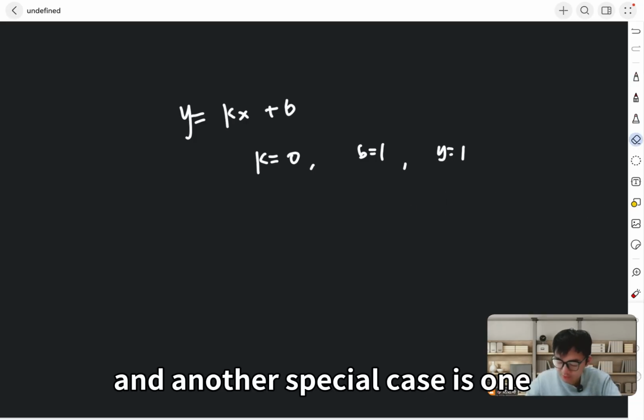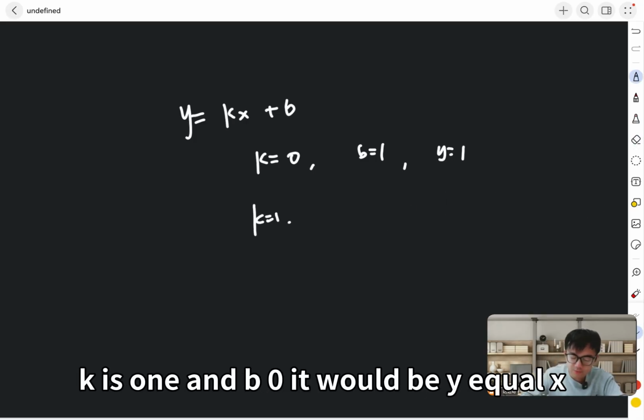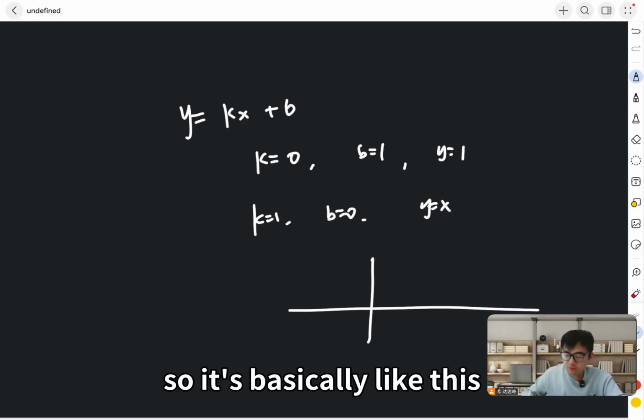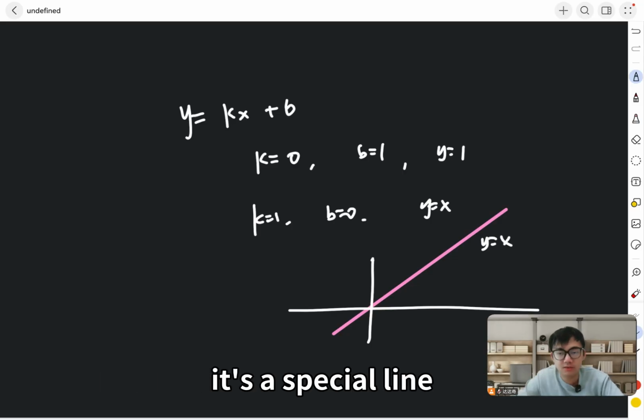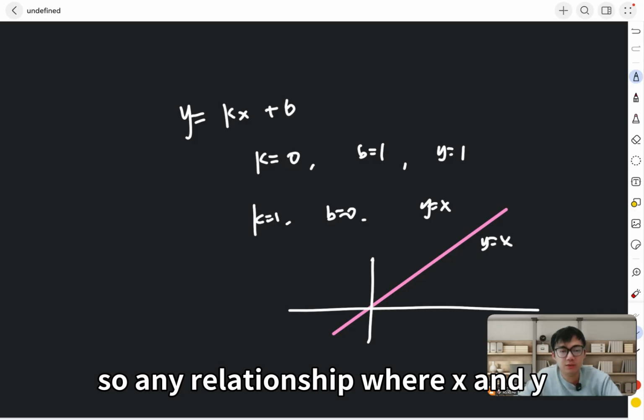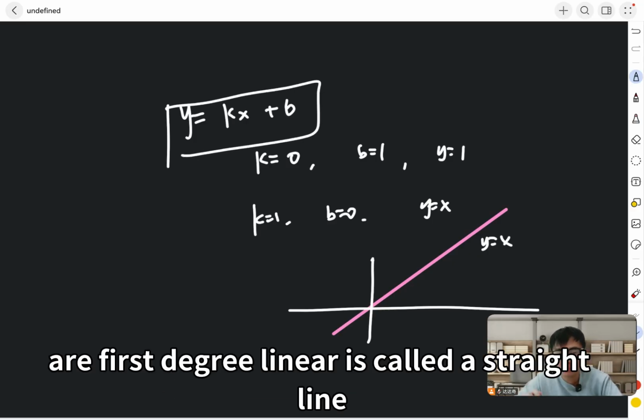Another special case is k is 1 and b is 0. It will be y equals x. So it's basically like this. Its x coordinate equals its y coordinate. It's a special line. So any relationship where x and y are first degree linear is called a straight line.